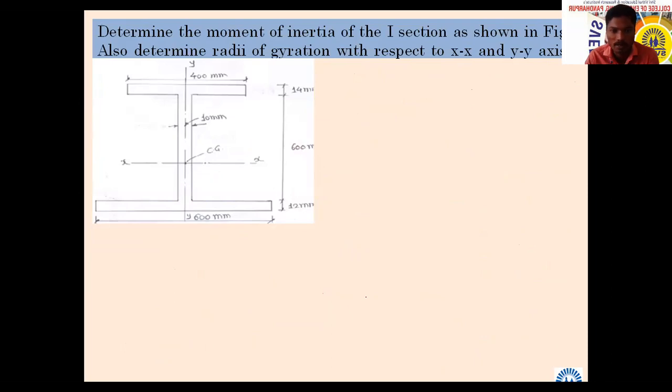Determine moment of inertia of I section as shown in the following figure. Also determine radius of gyration with respect to XX and YY. Centroid is shown, but dimensions are not given for the centroid. So see the figure carefully and let me know whether this diagram is symmetrical about any axis.